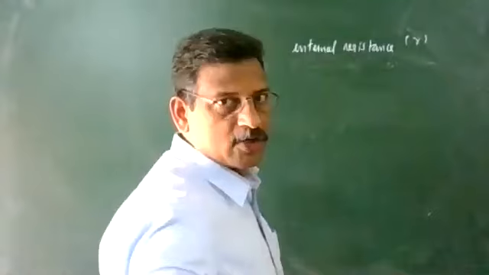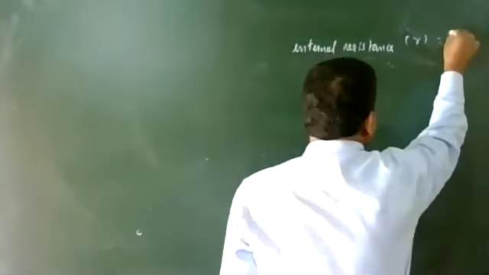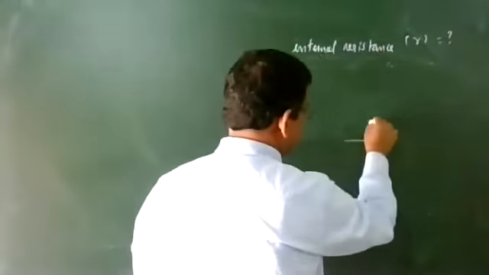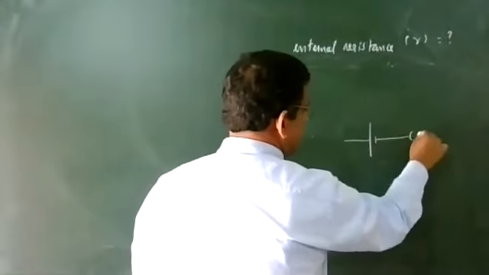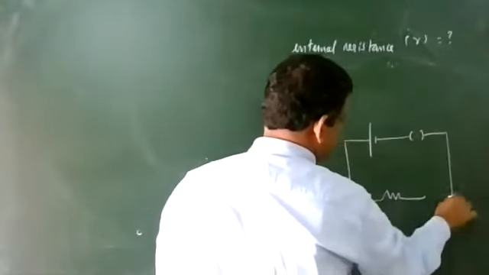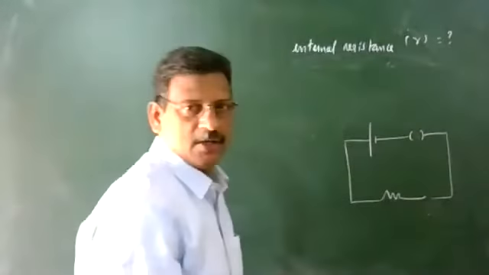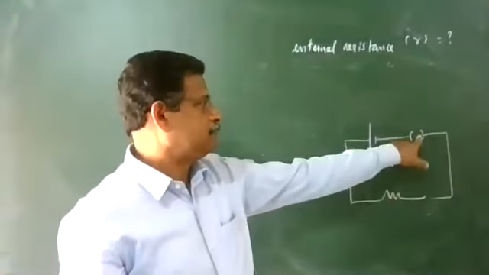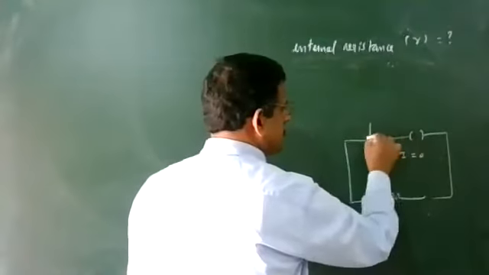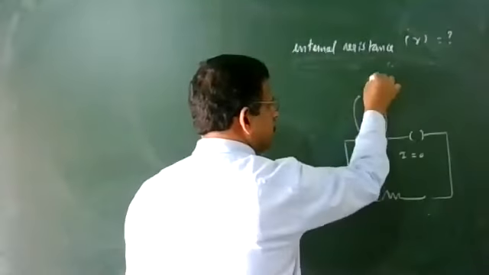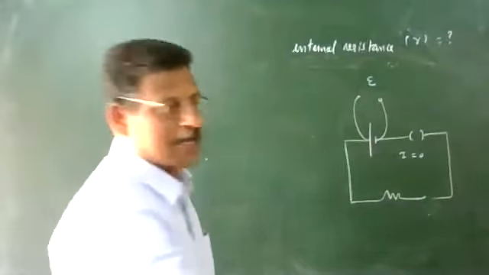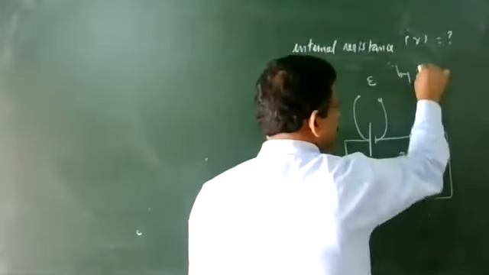How to find the equation for internal resistance? So we have a cell. A key is given here and a resistance is connected. When the key is open, the circuit is open, I is equal to 0. What is the PD across this? That will give you the EMF. That can be measured by a potentiometer.